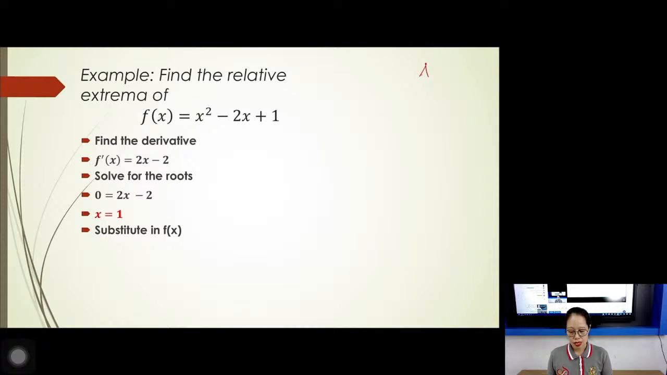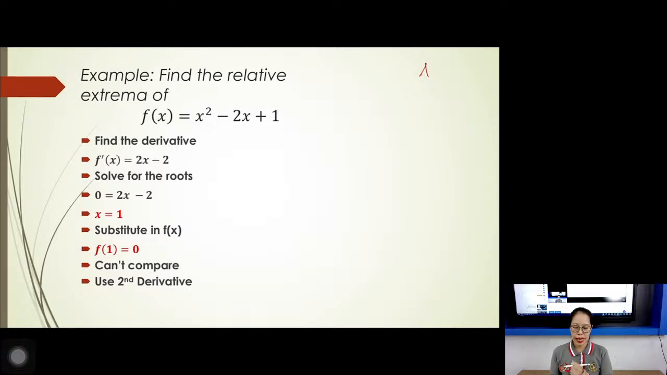Alright, so let's see. If x is equal to 1, then we have 0, of course, right? Now, the next step is we're going to compare. But how can we compare if we have only one value of x? We need at least more than one value of x to compare, but in this case we have only one. So it is not possible for us to compare, and so we need to get our second derivative. So, use the second derivative.